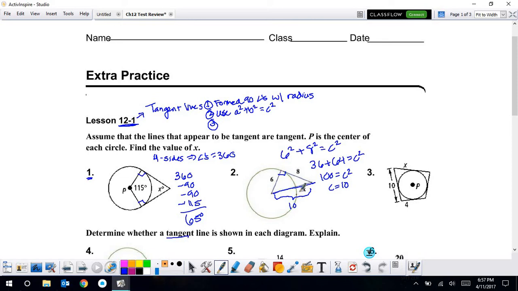Now, I'm just trying to find x, which is the outside piece. So remember, you can always copy your radius to different locations. So I had 6 here, so I've got 6 here. Okay. So to find x, it's that little piece that's left. So you have to subtract the 6 from the 10, and you're left with 4.